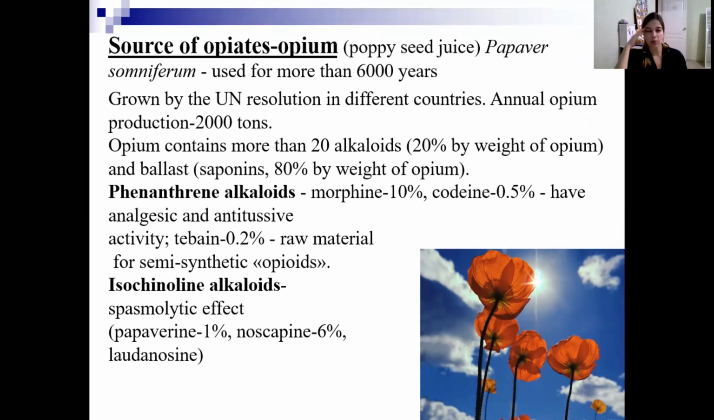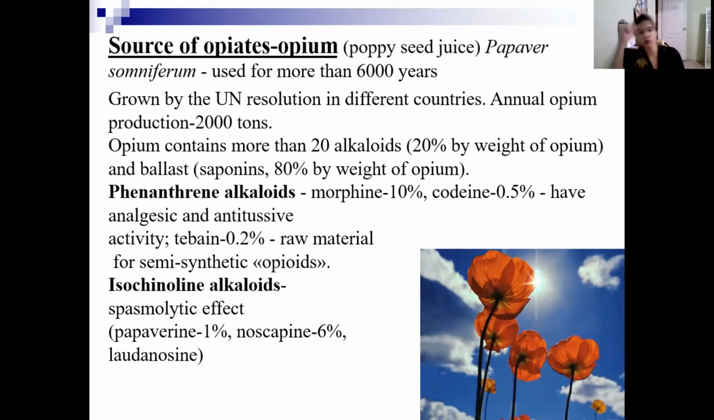Source of opiates. Opium is poppy seed juice. Okay, opium is grown in the... okay, this information is not that important, I think.